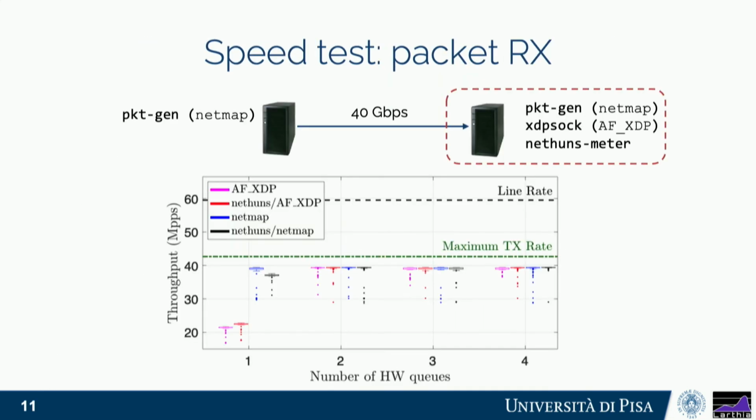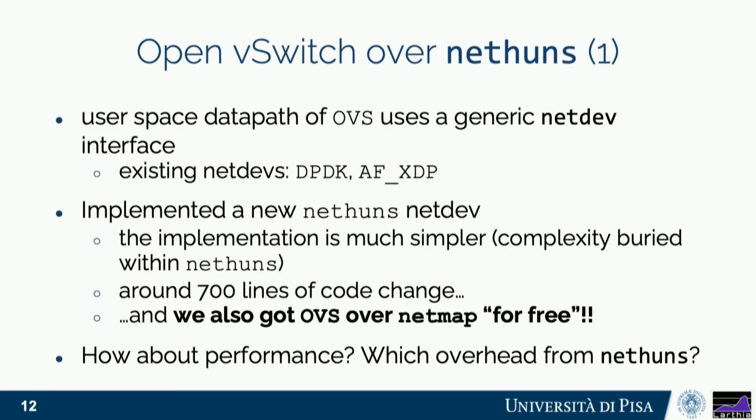So once we have these results, we decide, okay, this is just too dry. We want and we need to test Nethuns in a more practical use case. So we decide which application we can run on top of Nethuns, and we decided to use OVS, Open vSwitch. The user space data path of OVS uses a generic interface, which is called NetDev. There are already 2 implementations of the NetDev, which are DPDK and AF_XDP. We added our own, so basically we implemented a Nethuns version of NetDev.